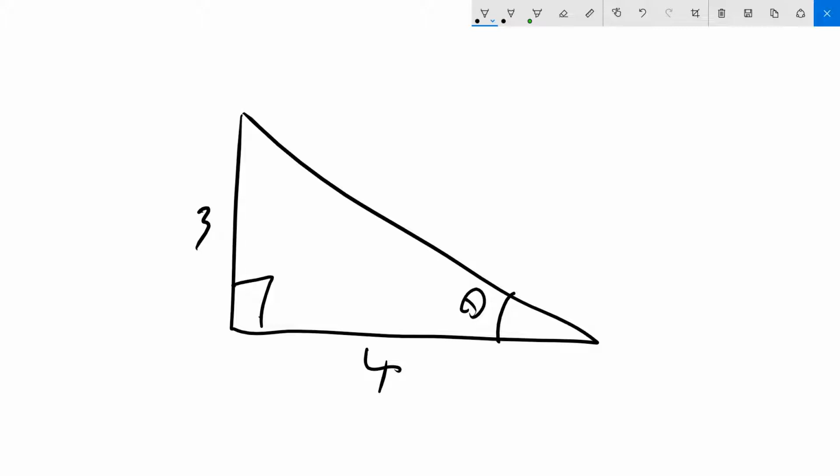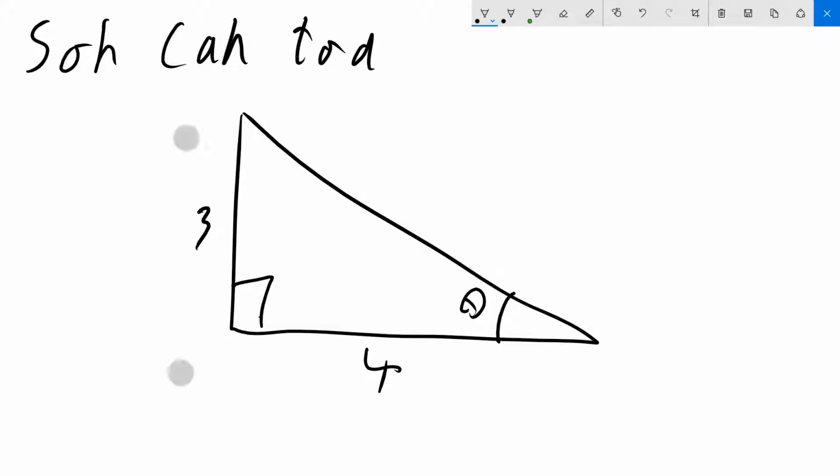So let's write the mnemonic. SOH CAH TOA. Okay. Now using the mnemonic, we can work out how we're going to work out what theta is. So in this case, we know opposite and we know the adjacent. So let's label them opposite and adjacent. So we can use tan.